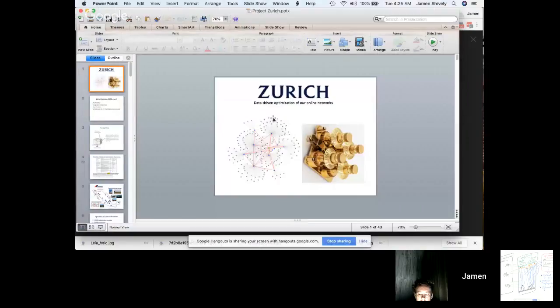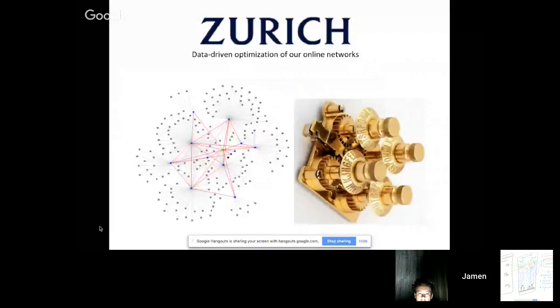Can you see this okay, Michael? Can you see the Zurich on there? Yeah. Yeah, that I built a bit of a career around modeling and optimization.